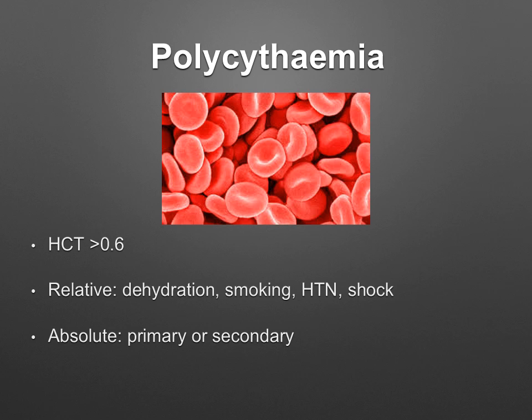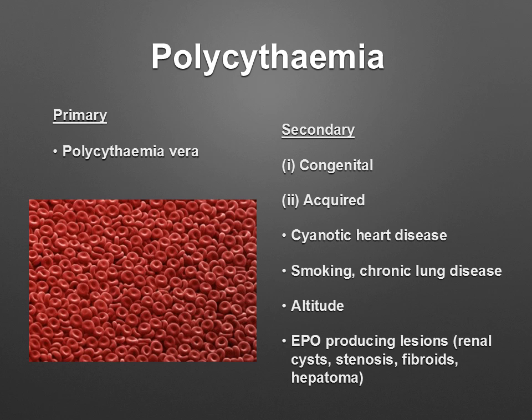Patients who do have polycythemia are at risk of thromboembolic complications through hyperviscosity, essentially, and classically the presentation can be with blurred vision, headache, lethargy, or weakness. The causes can be relative, such as dehydration, smoking, hypertension, or shock, where you've got a decreased plasma volume, or they can be absolute, in which case we're looking at primary or secondary causes.